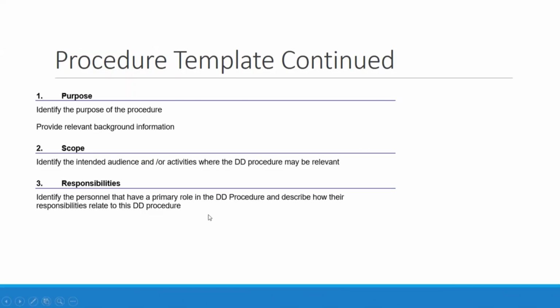Okay, so in a nutshell, purpose: tell me why we created the procedure, give me the context that I need to be able to implement this procedure. Scope: tell me what circumstances it applies to, give me the parameters. And then tell me what I'm going to be responsible for so that I can have that context moving on through the procedure.